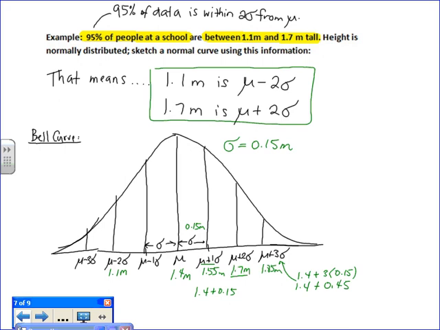So 1 standard deviation below the mean will be the mean minus 0.15, which is 1.25 meters. So I can continue and fill this whole thing in if I wanted to, but let's go ahead and just finish answering those questions.